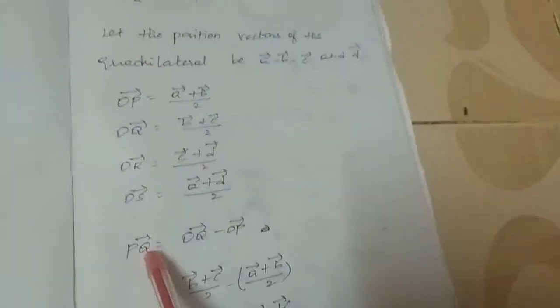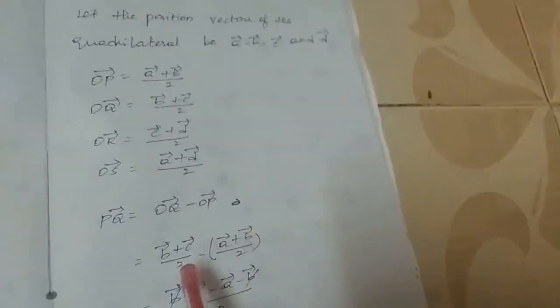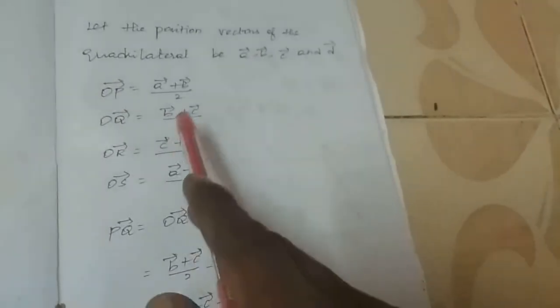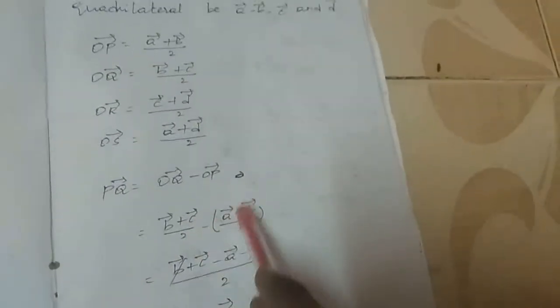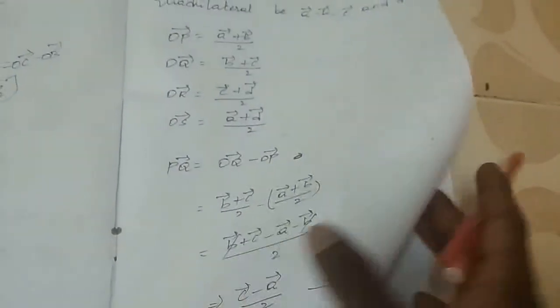Now PQ vector equals OQ minus OP. OQ is (B plus C) by 2, minus OP, which is (A plus B) by 2. So B minus B cancels, remaining only (C vector minus A vector) by 2. That is equation number 2. Next we want to find SR vector.